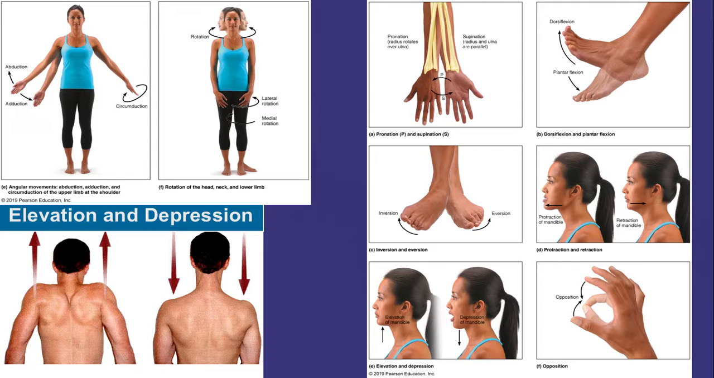Protraction and retraction of the mandible. Protract, you stick it out. And retract it, you pull it back. And then finally, opposition. So that's a finger thing. So fingers to thumbs is opposition. All right. I think those are all of them. So if we describe a movement for you on the test, make sure you can use your fancy anatomy words to explain what's going on. Okay? All right, you can have a seat.